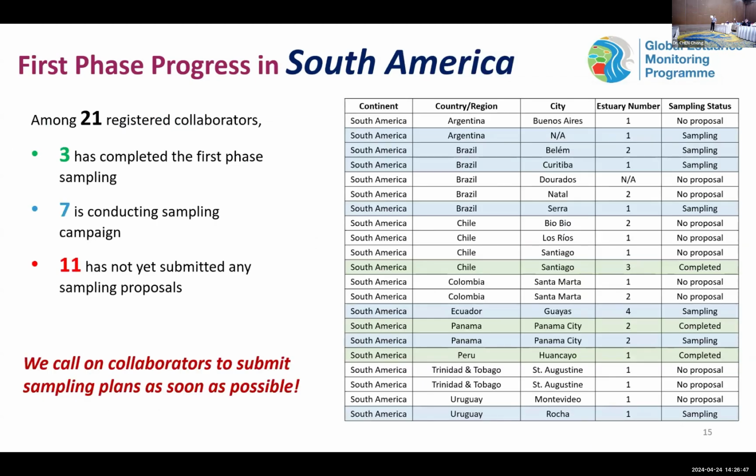Okay, the last continent should be South America. And in South America, we have 21 registered collaborators. 3 have completed the first phase sampling. They are from Chile, Panama, and Peru. And 7 are conducting sampling campaigns, and they're from Argentina, Greece, and other countries. And 11 of them have not submitted the proposals.